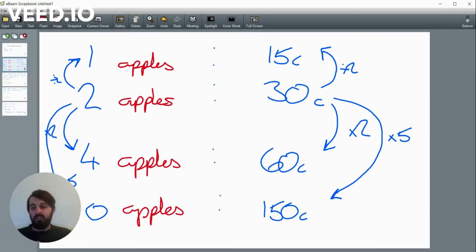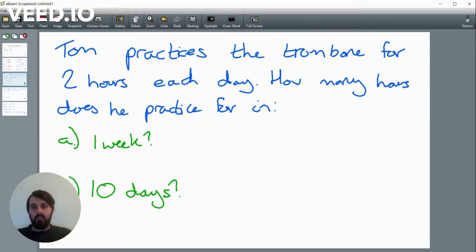Okay, I'll show you what some questions might look like. So here we've got one. Tom practices the trombone for 2 hours each day. How many hours does he practice for in 1 week?